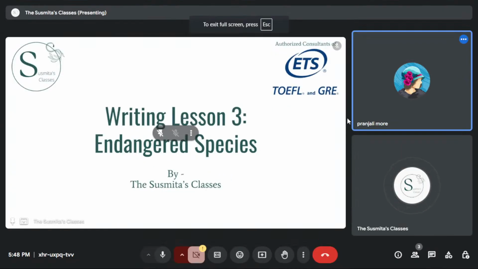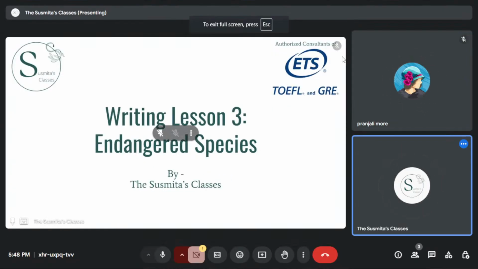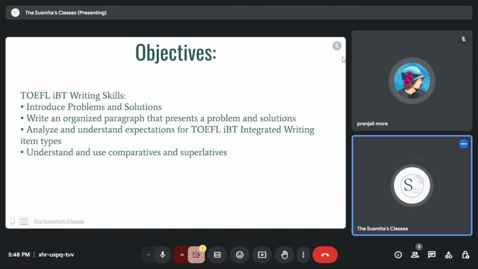Okay. So we are going to start with unit number 3, lesson number 3 of writing, that is endangered species. In this lesson, mainly we are going to look at how to introduce problems and how to talk about solutions in your writing task 1. After that, we are also going to look at how to organize your paragraph and how to present your problems and solutions by organizing your paragraph.